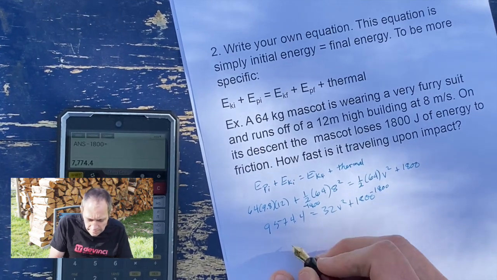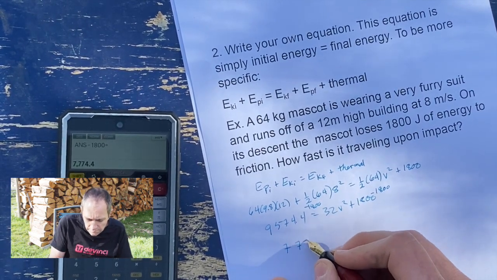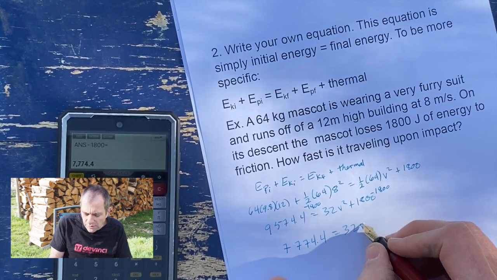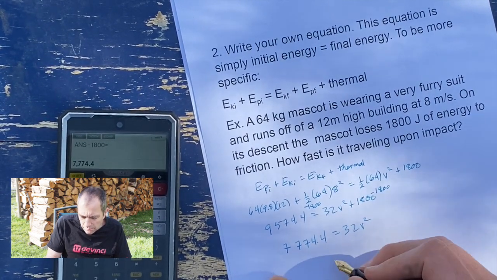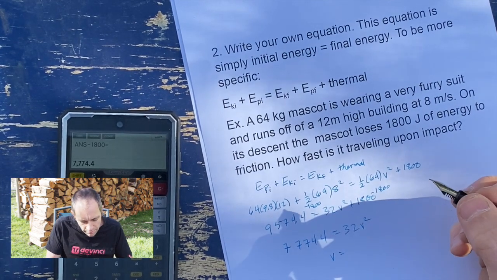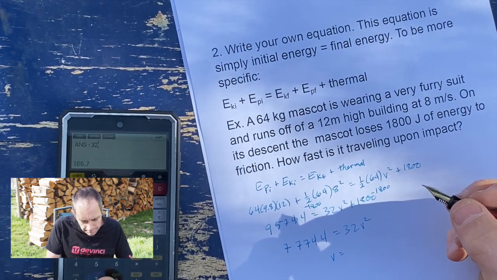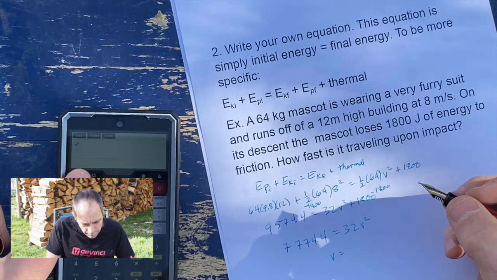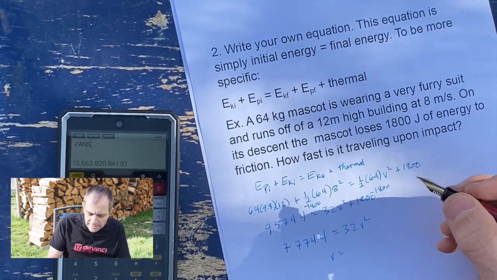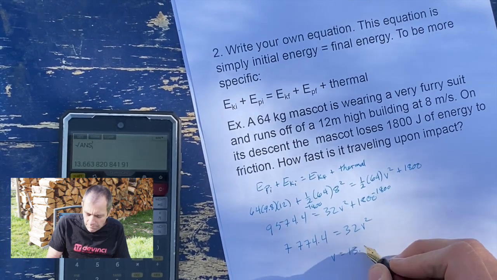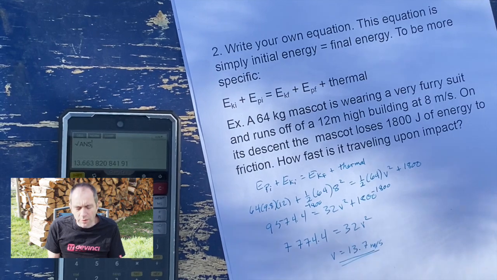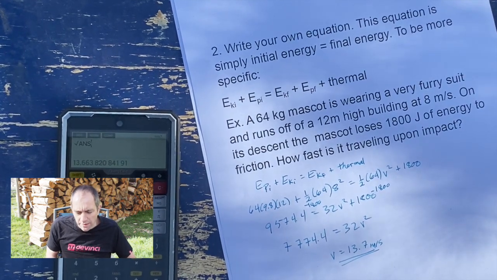We're going to get equals 32v squared. Divide by 32 and take the square root. At 13.7. So those are the two main questions, and you can see the difference between them.